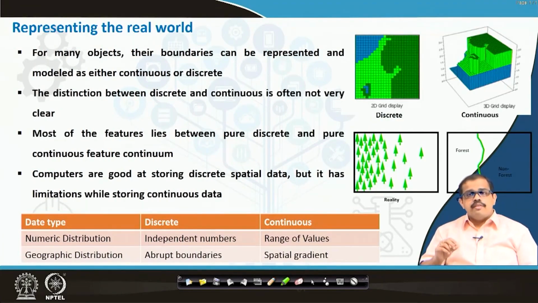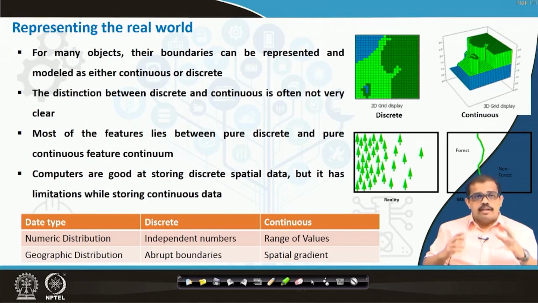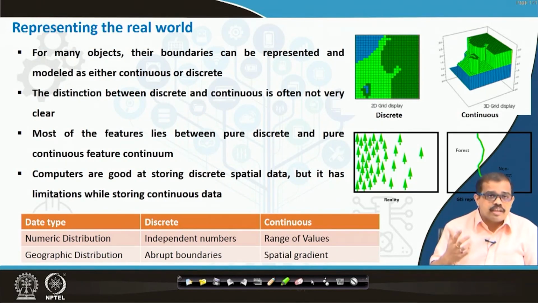When we are trying to represent the real world, as I said, the real world is first of all complex to represent, and moreover it is dynamic. So to capture this dynamic, complex real world, you need a data model which can handle every kind of data. When we look at the boundaries that can be represented or modeled as discrete or continuous values, we have to look at what kind they are and how they have to be captured.